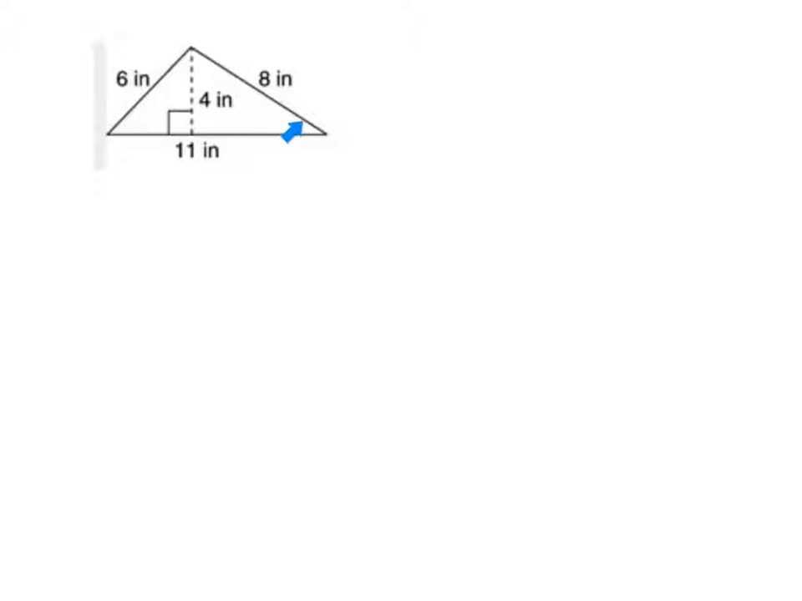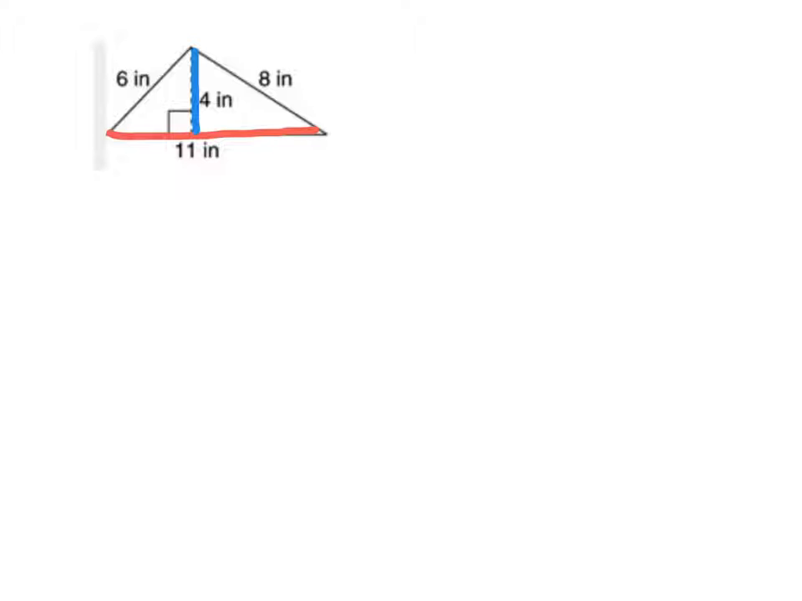So the base is this bottom side, and the height is standing up because the height goes from the base to the topmost point. Think of how you stand when you measure your height. So we have our base and our height.